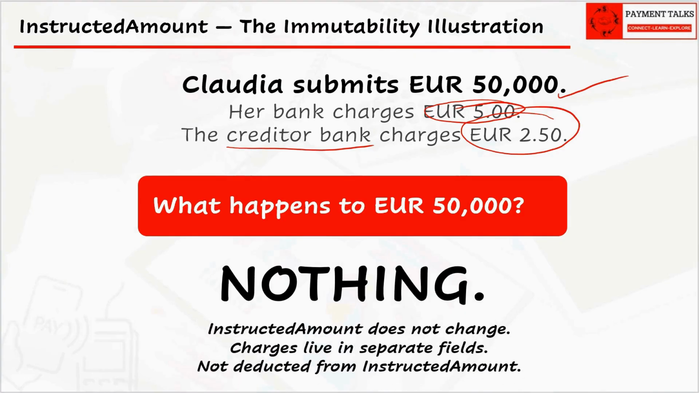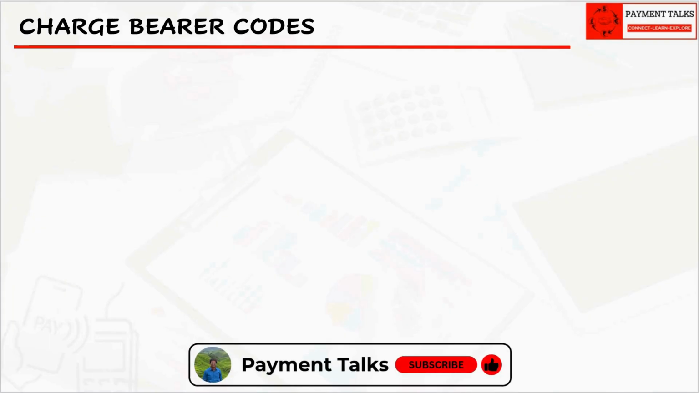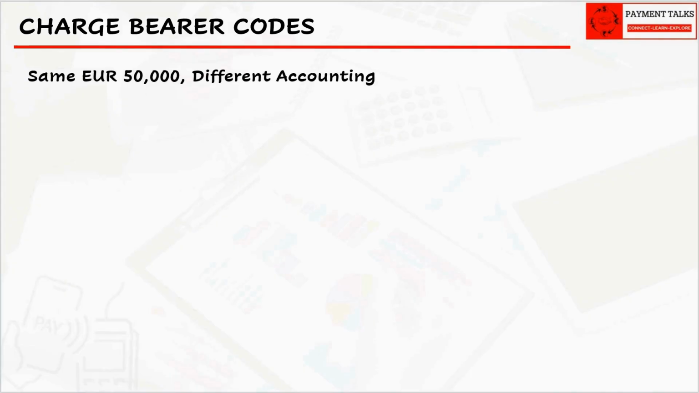The bank charges euro 5 in separate charge fields. The creditor bank charges euro 2.5 in separate charge fields. Instructed amount stays at euro 50,000 in every scenario. What changes is how much the debtor is actually debited and how much the creditor actually receives. Those are different fields. Charges are not deducted from instructed amount. Let me show you exactly what happens at the euro level across the three charge bearer scenarios.